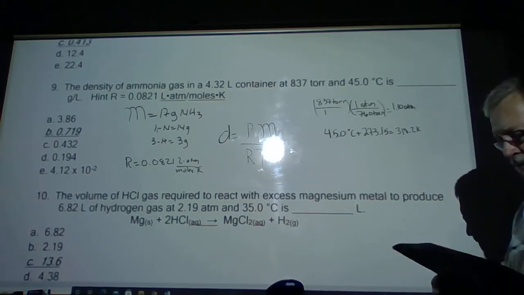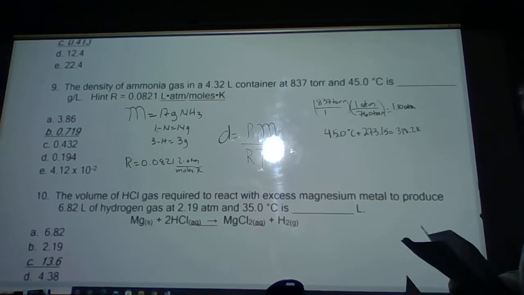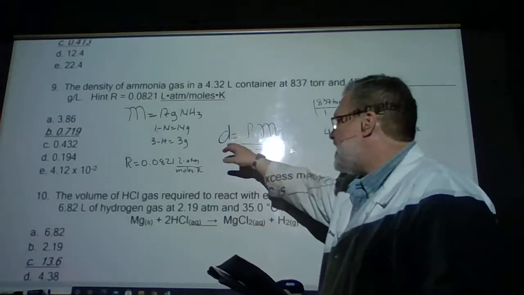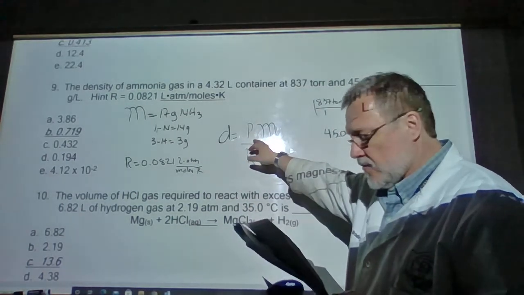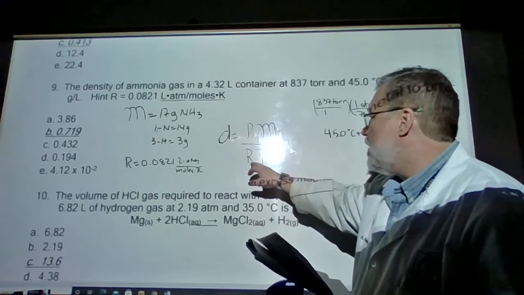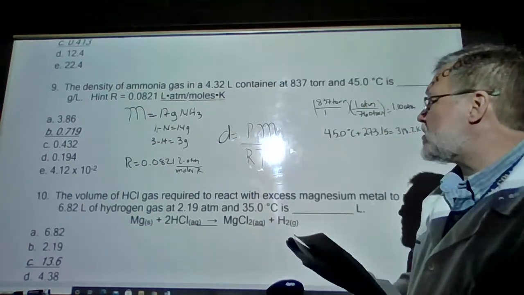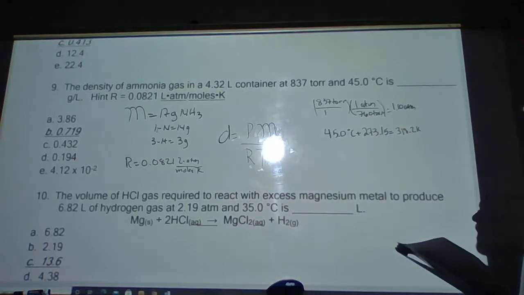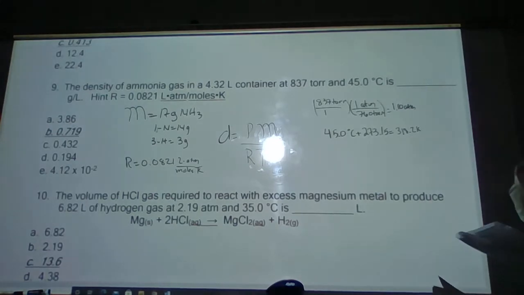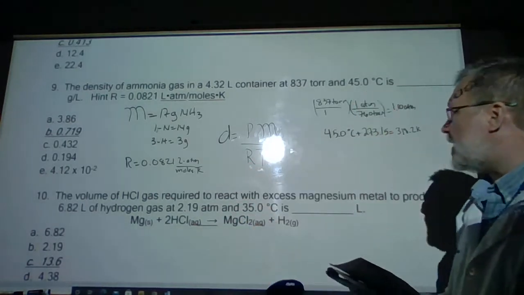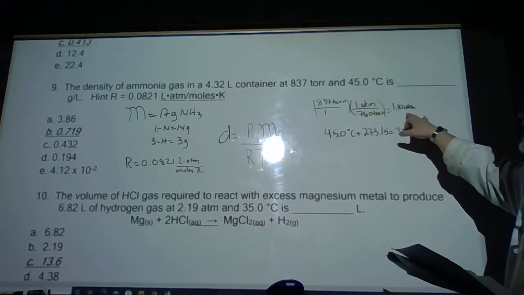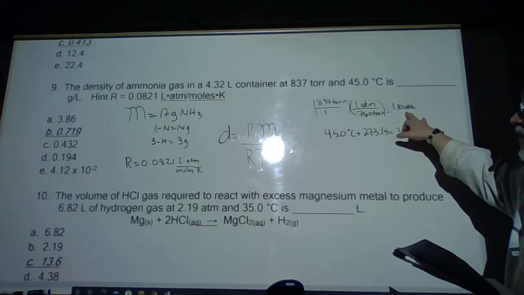On help sheet page 28, on the bottom right of your exam, you see density is equal to the pressure, big italic M, the molar mass of the gas, over R, the gas constant, 0.0821, times T. Well, we know the pressure is 837 torr. But since R is in units of ATM, we have to convert that to ATM. So 837 torr converted to ATM is 1.10 ATM.